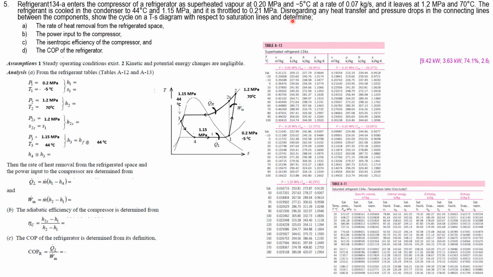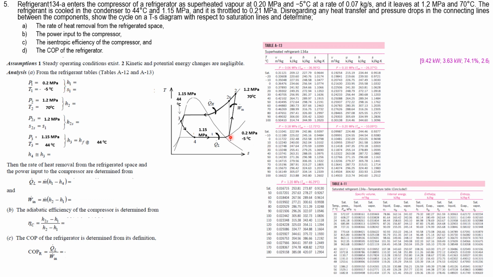Now, based on this question, you are asked to determine the rate of heat removal from the refrigerated space, QL, power input to the compressor, W in, isentropic efficiency of the compressor, right? Isentropic efficiency based on these two deviation lines, and the COP. So as usual again, we will need to find our H1, S1, point number 1.